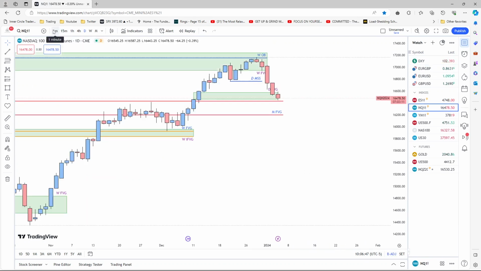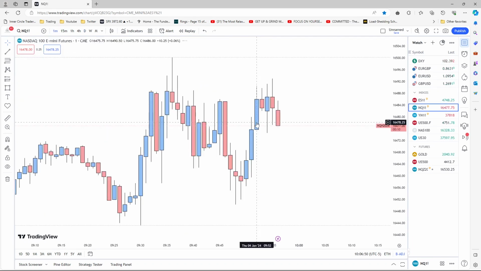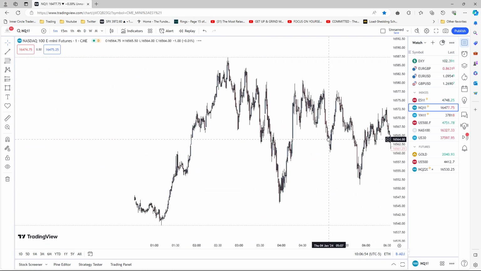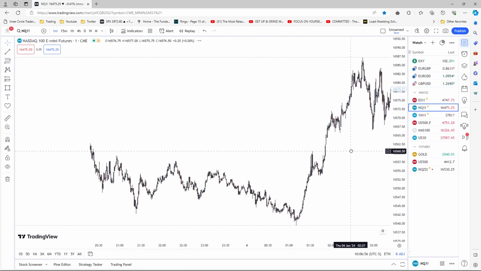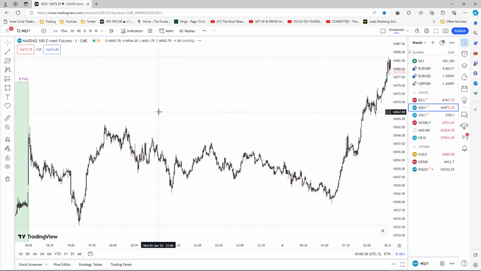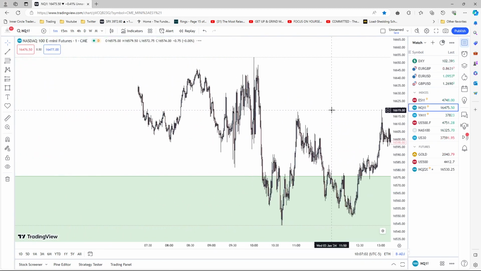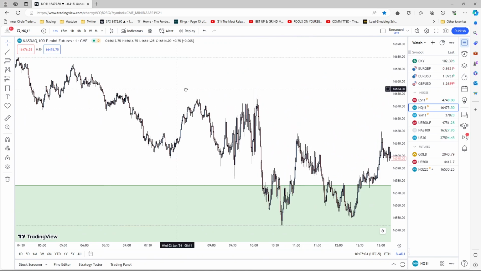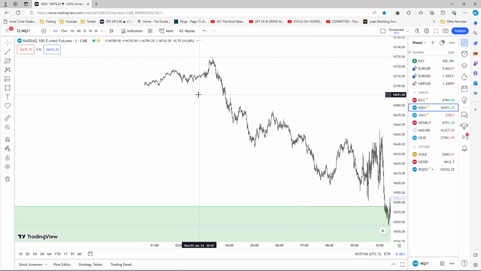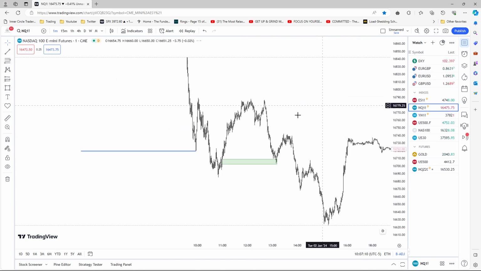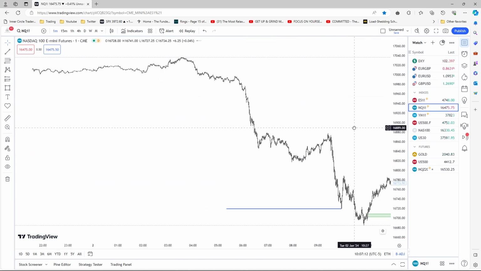I wanted to look at, I'm not sure if it was the Nasdaq or if it was the E-mini S&P, where I had more examples of this internal to external range liquidity, and I thought I really had a really nice example of this concept.